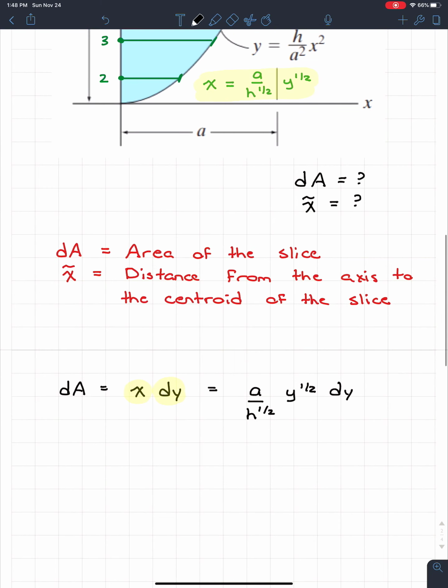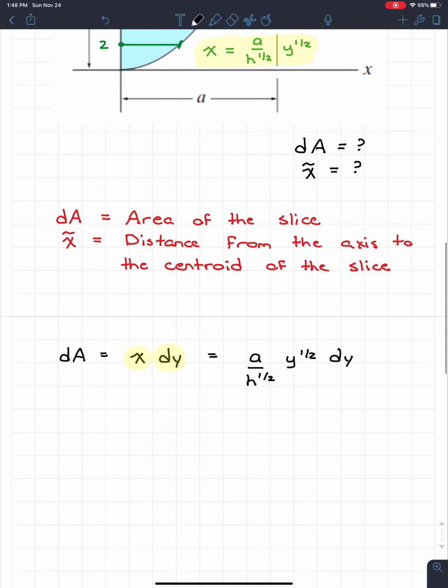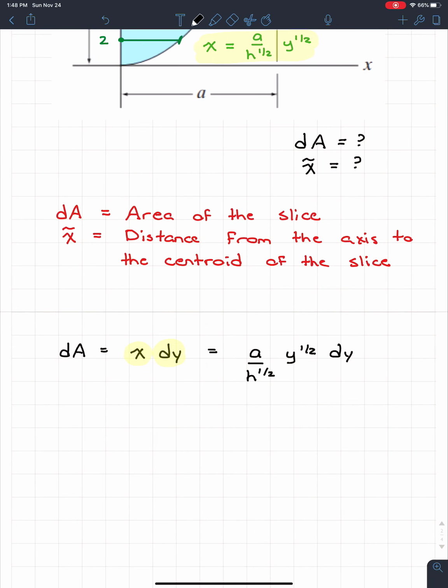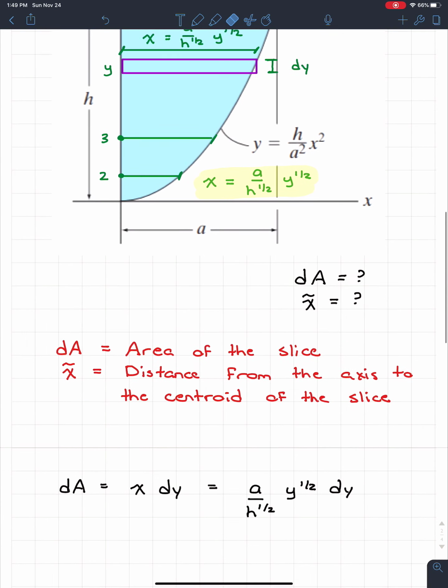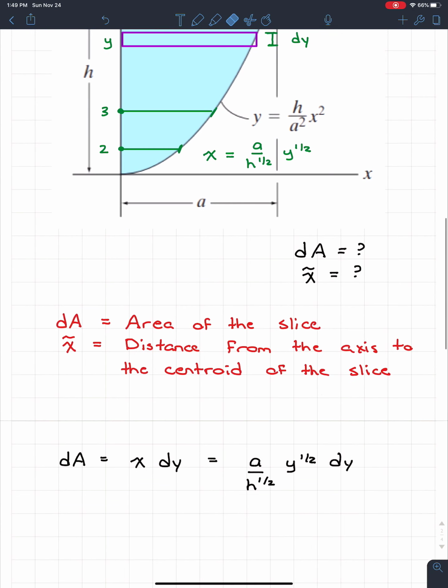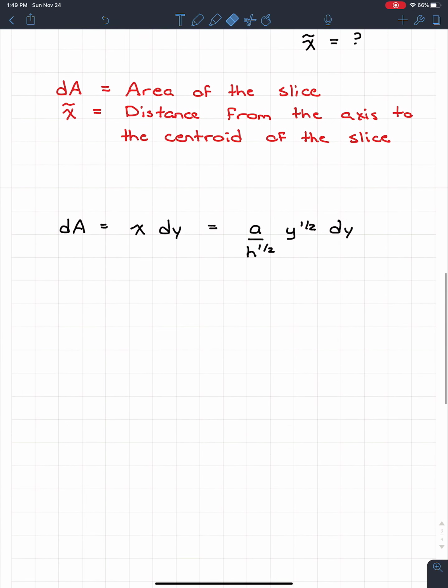So now we got basically a constant times y and then a dy. So our only parameter in this equation now is y. And we're integrating with respect to dy, so it's perfect. Everything is really good in this case so far. So now we found one of the two. We found out what our dA is. But now we got to find out what x squiggle is.